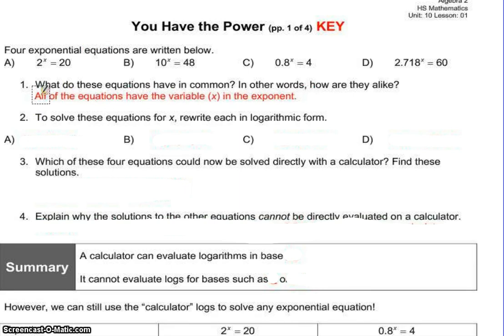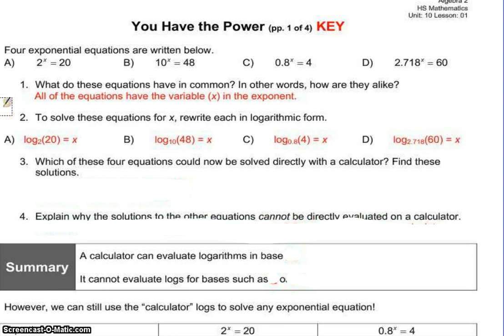So what would this look like if we wanted to solve these equations for x, to rewrite it? If I rewrite it in logarithmic form, I'm going to have log base 2 of 20 equals x. Log base 10 of 48 equals x. Log base 0.8 of 4 equals x. And log base 2.718 of 60 equals x. Yes, I should have said base there.